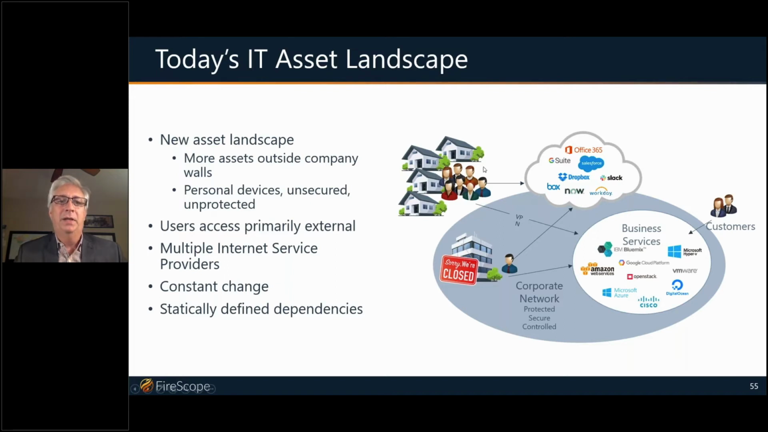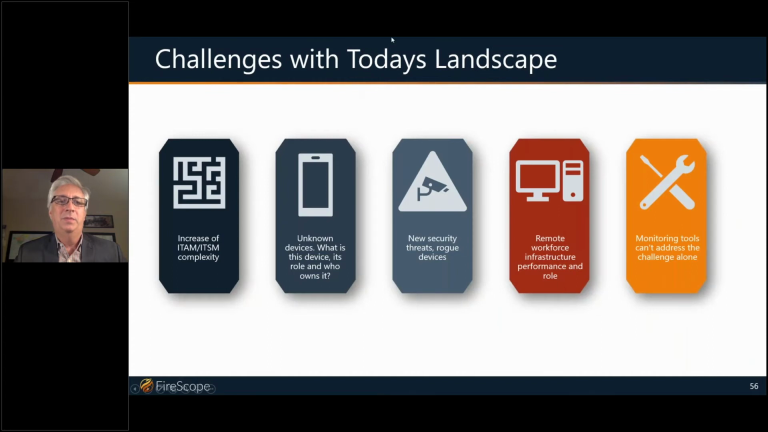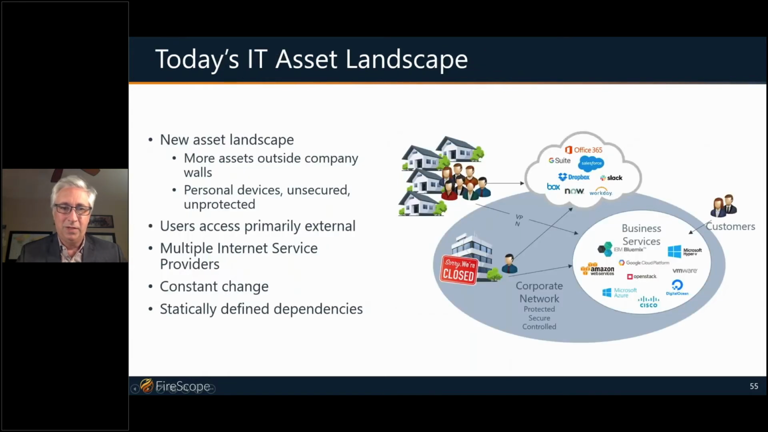So if we look at the IT asset, whoops, let me go back one. I think I went 1, 2. Can you do me a favor?